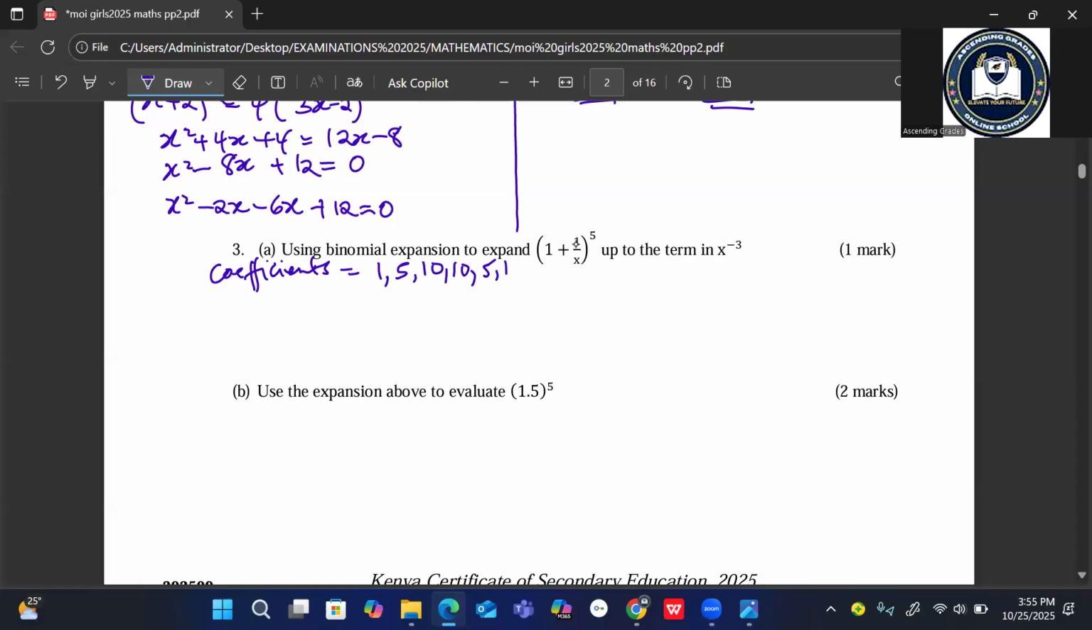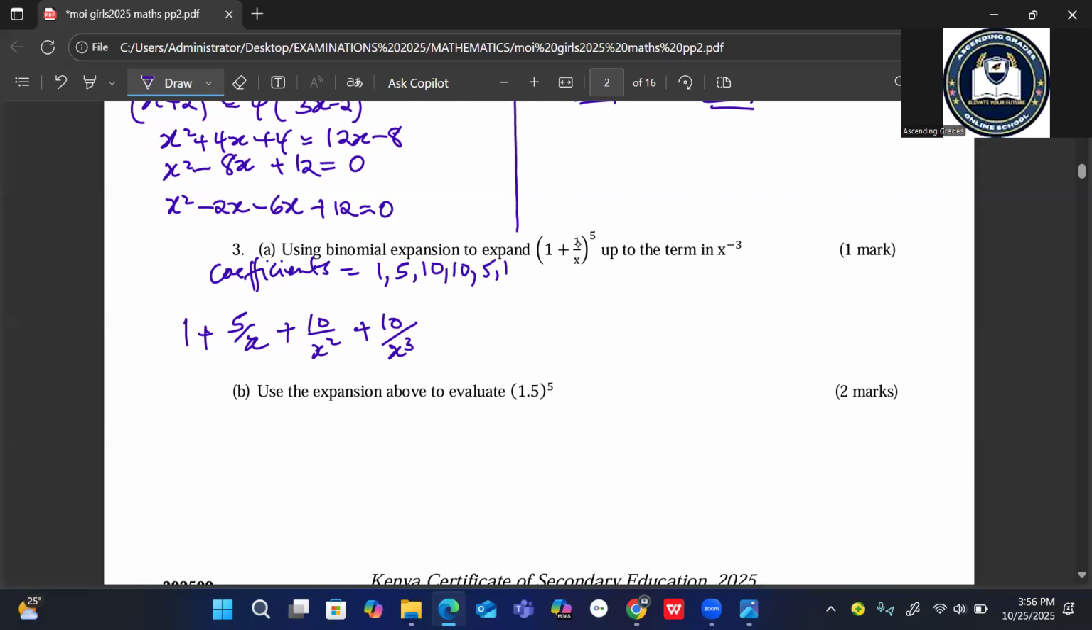In this case, now we expand, but only up to the term where x is to the power negative 3. So this is what you're going to have: 1 plus 5 over x plus 10 over x squared, and then plus 10 over x cubed. Because of the negative sign, that's why you're doing this. We are reciprocating.